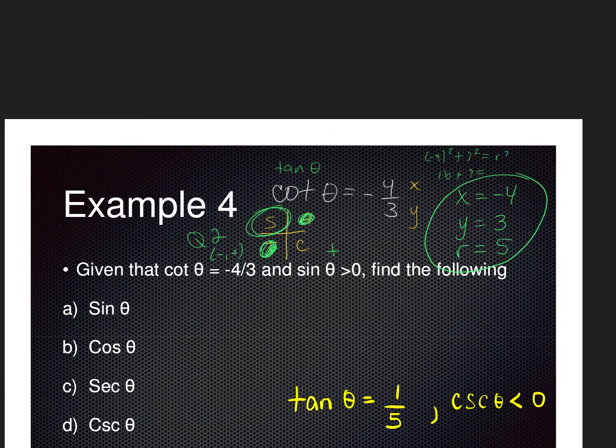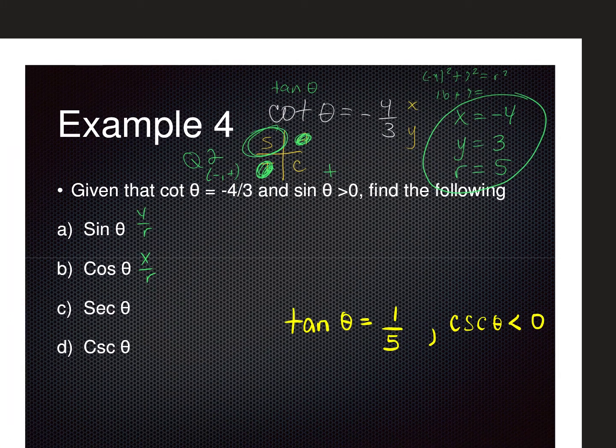Yes. Sine is y over r. Cosine is x over r. Secant is r over x. And cosecant is r over y. So now that we know what the legs and the hypotenuse are, we know what the sines are. This part's easy. What's the sine? 3 over 5.